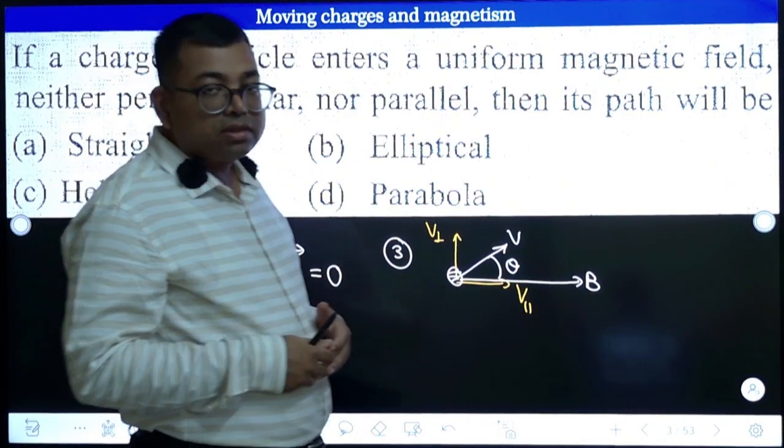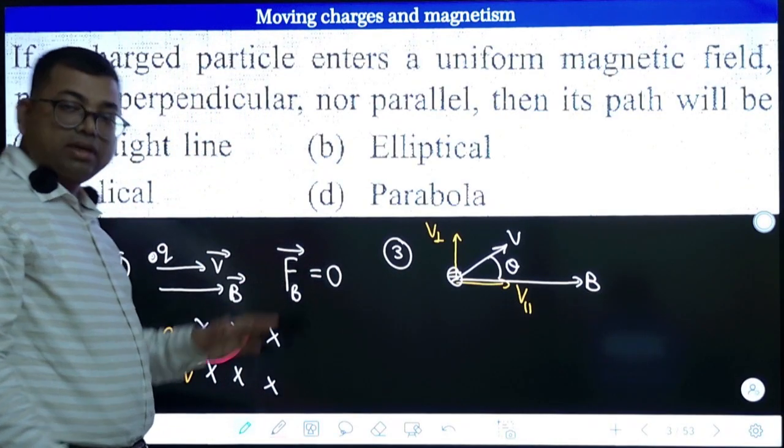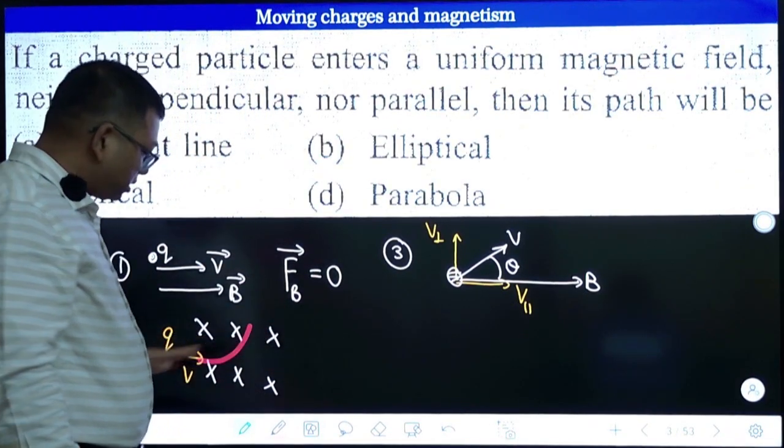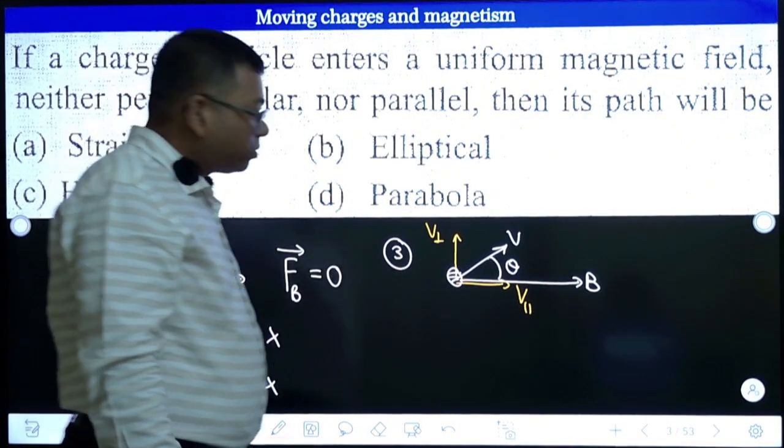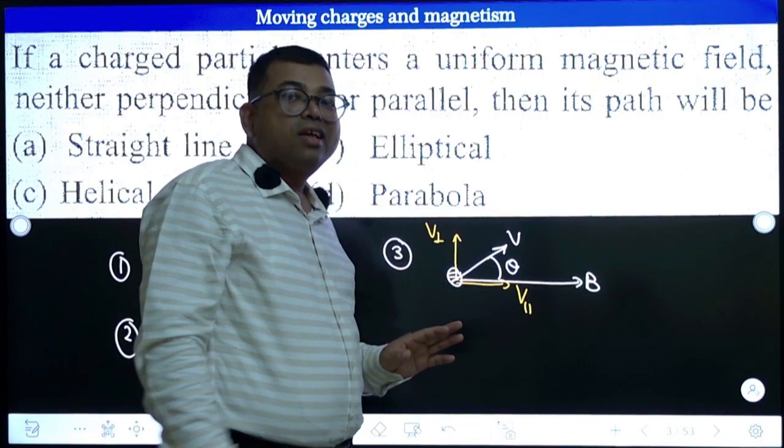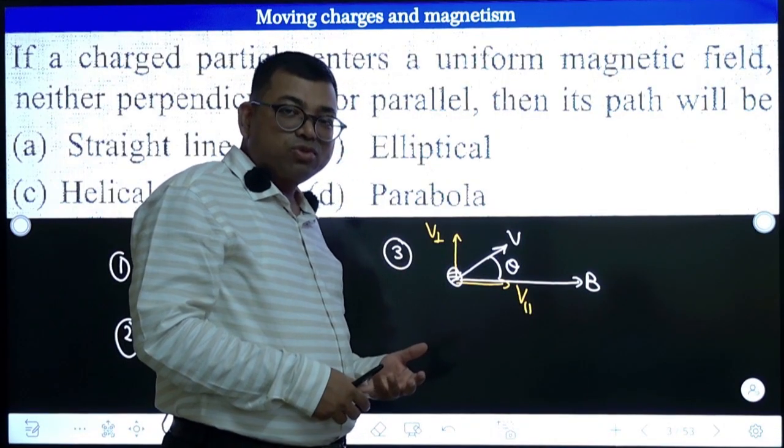How is it three-dimensional? Because here, see, this is a straight line, one-dimensional motion, you can say. This is a circle, circular motion is a two-dimensional motion. Now this motion is going to be a three-dimensional motion. Why?